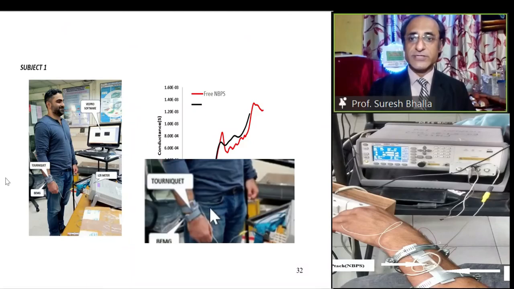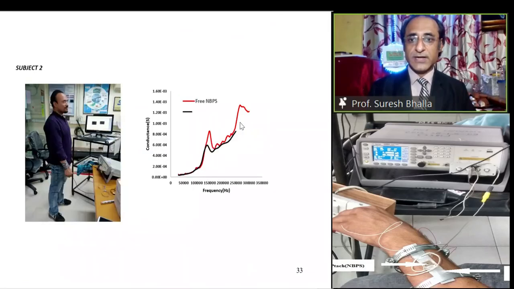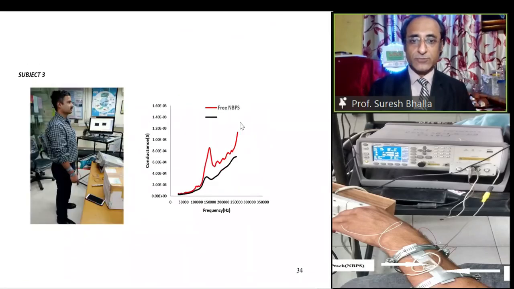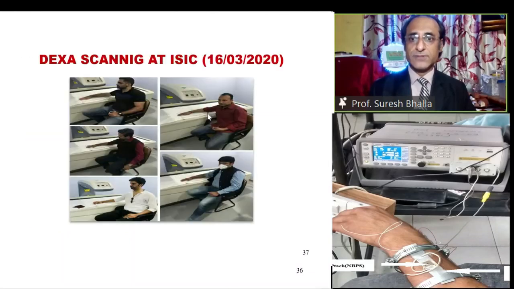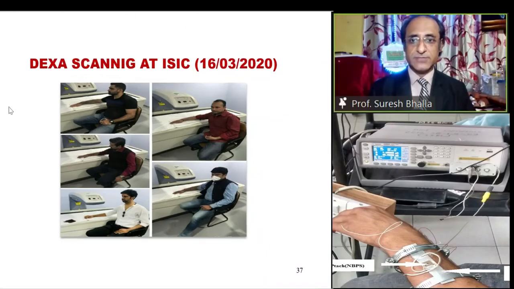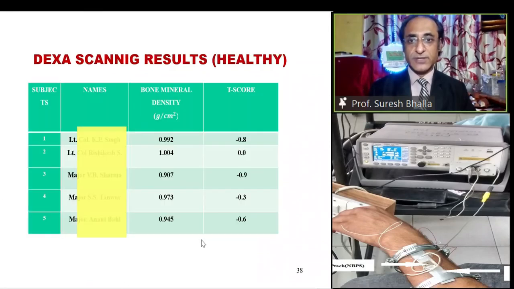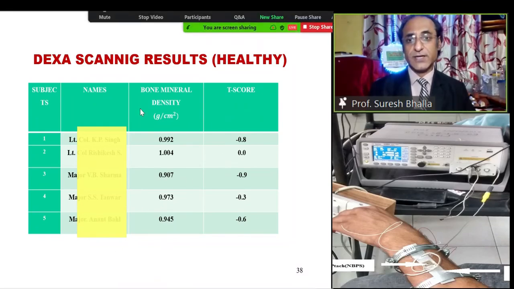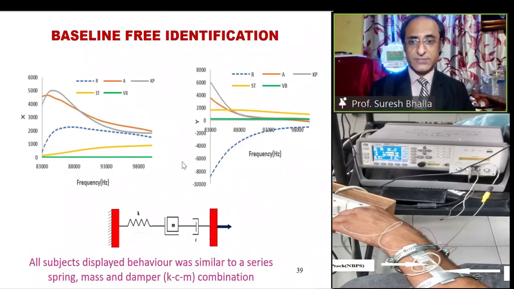They were volunteers from the army, and what we found, correlation, this is with the help of ISIC we did DEXA scanning, and I'm just hiding the names of the subjects, but they are all healthy subjects with very good bone mineral density and good T-score. And the common thing for all these subjects was that the system was identified as a series KMC system.